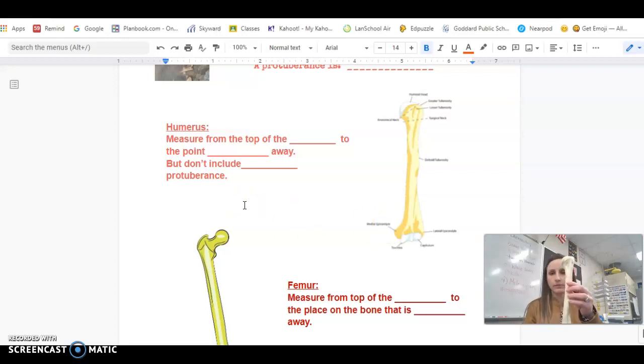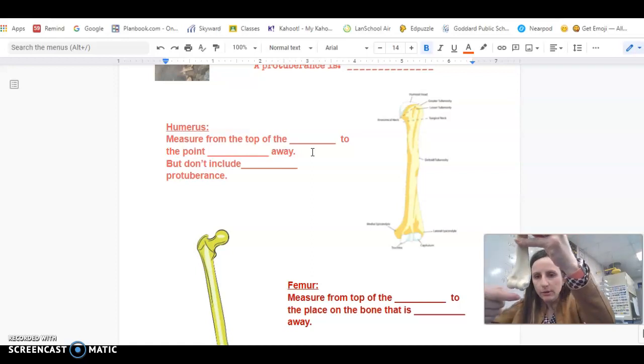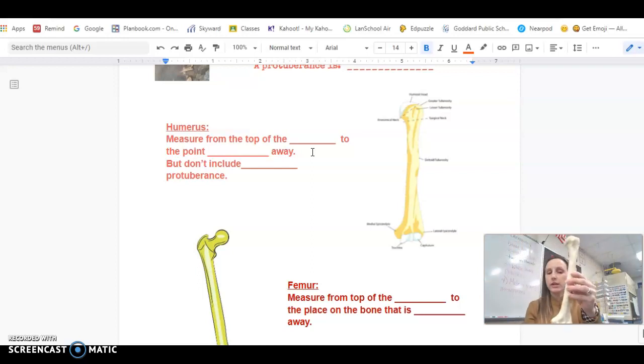Okay, so here's a humerus. This is the top, the ball, and it goes right here. You're going to start measuring from the top of the ball to the point farthest away, all the way down. Now, this little guy right here, I'm having a hard time pointing. See how it's longer than everything else? That's called the protuberance, so we're not going to measure that. We're going to measure from the top of the ball down to kind of the middle part, because those are the things that contribute to length. This little guy is just a connector. So that's how we measure the humerus.